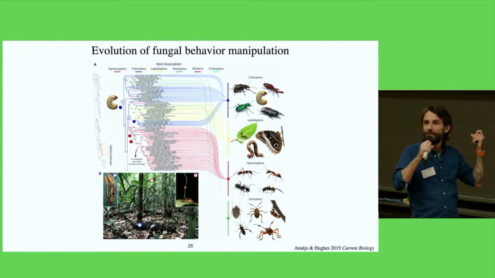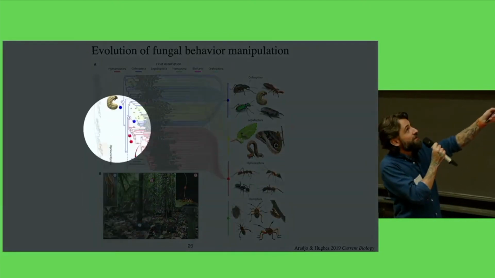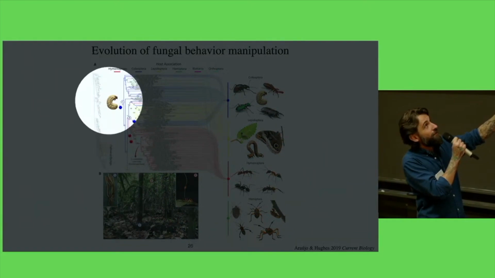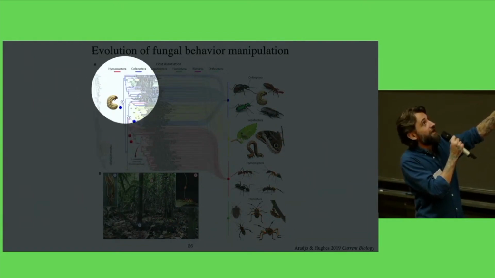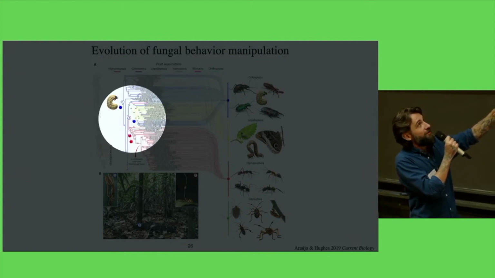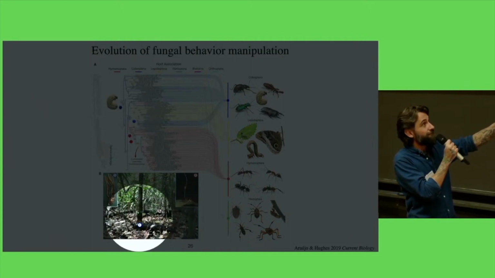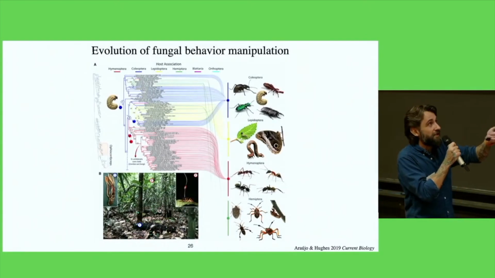Remember the host jump I was talking about? So here is the same. At this place here, in number 2, our results suggest that the ancestral fungi were infecting beetle larvae, as the basal lineages here still do. So in number 2, there was a host jump from the beetle larvae to the ants, because of the niche overlap.